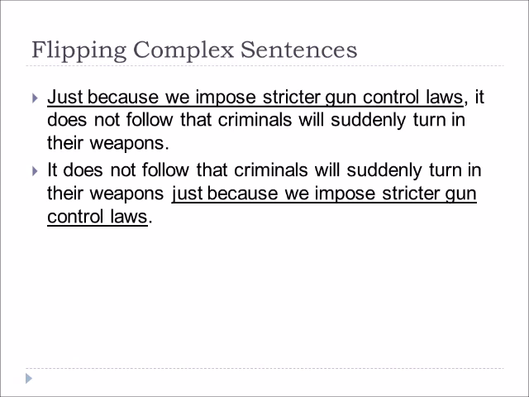We use the comma and a coordinating conjunction when we are linking or joining two independent clauses. If one of the clauses is dependent, we do not use a coordinating conjunction. Just because we impose stricter gun control laws, comma, it does not follow that criminals will suddenly turn in their weapons. We can flip this. It does not follow that criminals will suddenly turn in their weapons just because we impose stricter gun control laws. Period. The difference? When we begin the sentence with a dependent clause, we need the comma. If we begin the complex sentence with the independent clause, there is no comma.